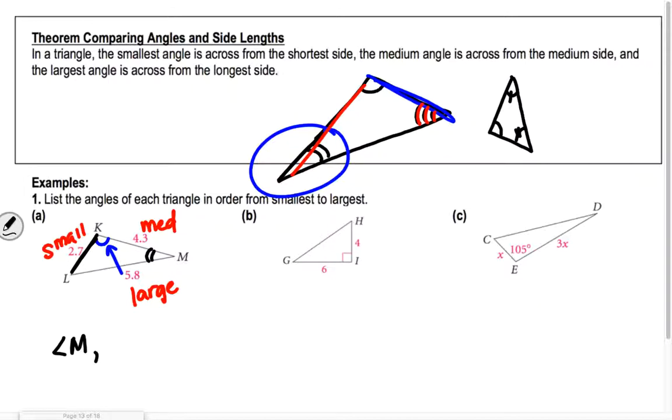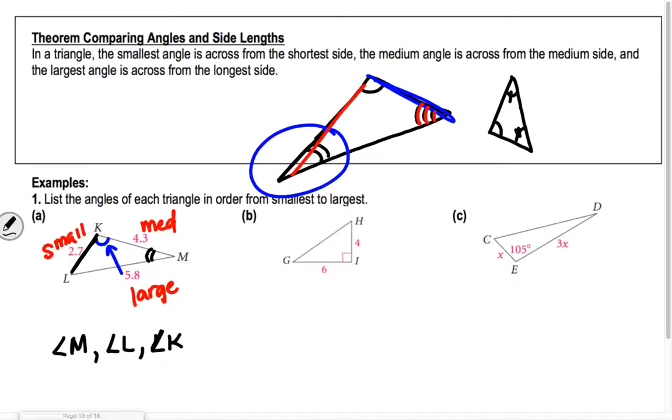All right, and then what's the next one? So across from the medium side is my medium angle. Angle L. And then across from the large side is my large angle. So angle K is the last one. Okay, so same idea on this one.